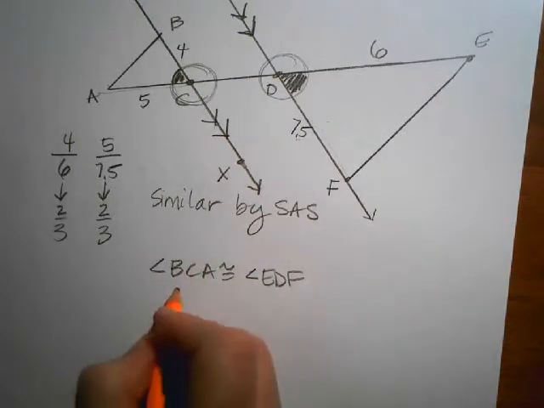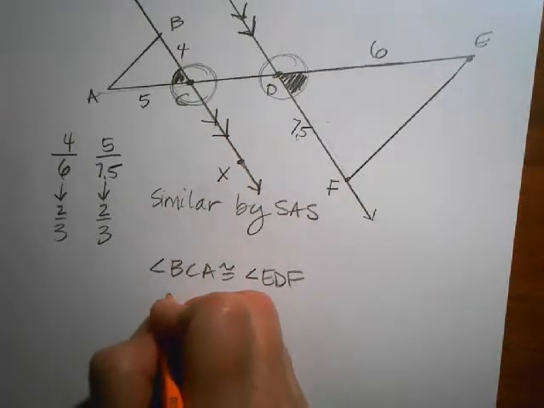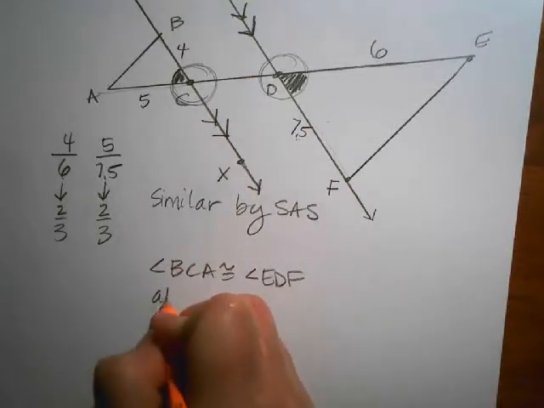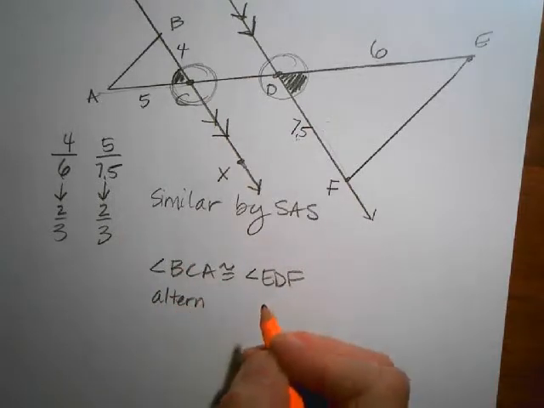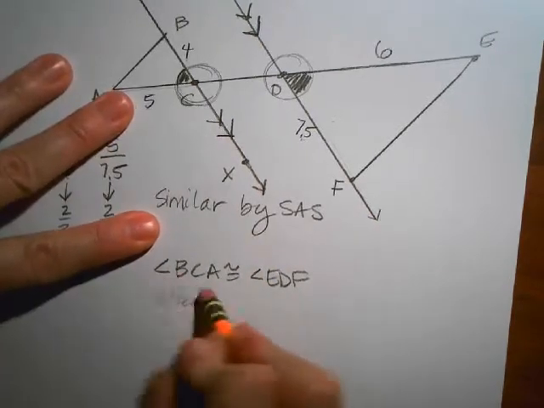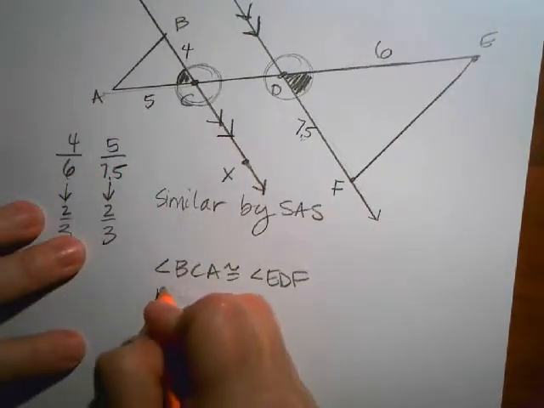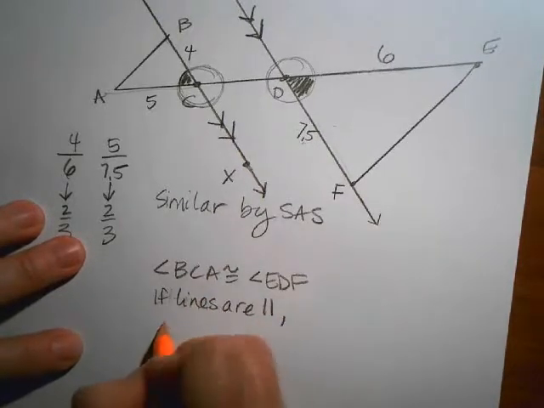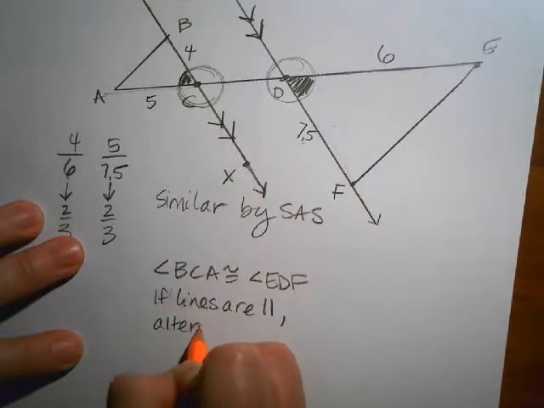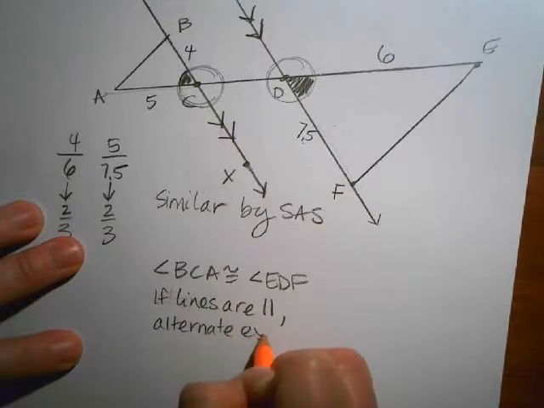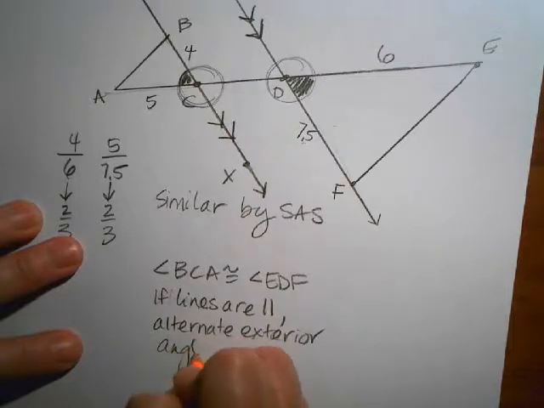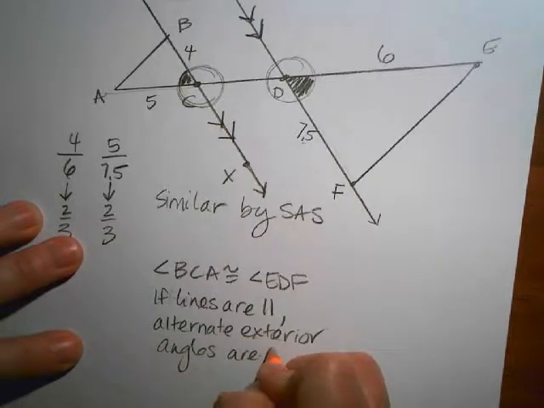Now you could, if you put vertical angles here, I would be okay with that, but really we should put, actually, if lines are parallel, alternate exterior angles, these are called alternate exterior angles, are congruent.